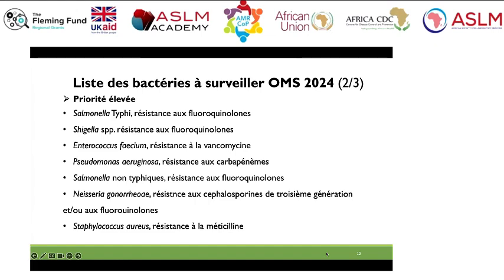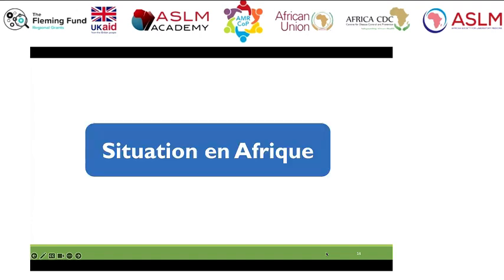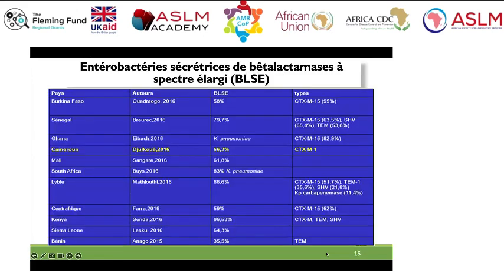Though the list is longer, we have Salmonella typhi, which is responsible for typhoid fever, with resistance to fluoroquinolone, and Shigella, which is also resistant to fluoroquinolone, and the one resistant to vancomycin. For group A streptococci and pneumococci, there is macrolide resistance and penicillin resistance, as well as resistance in Haemophilus influenzae, and penicillin resistance in group B streptococci. So what is the situation in Africa?